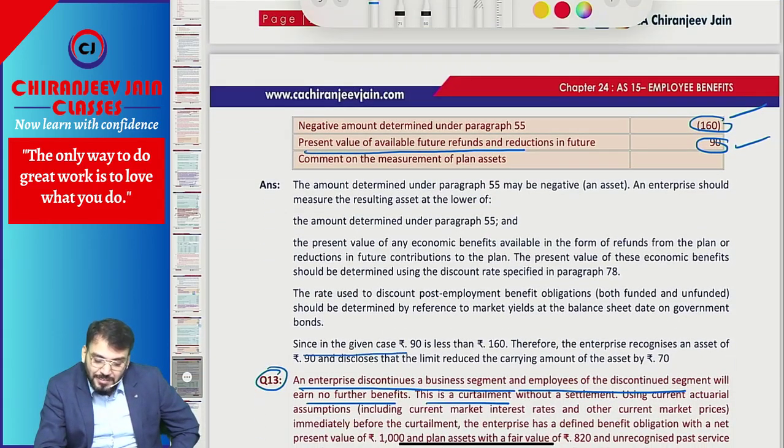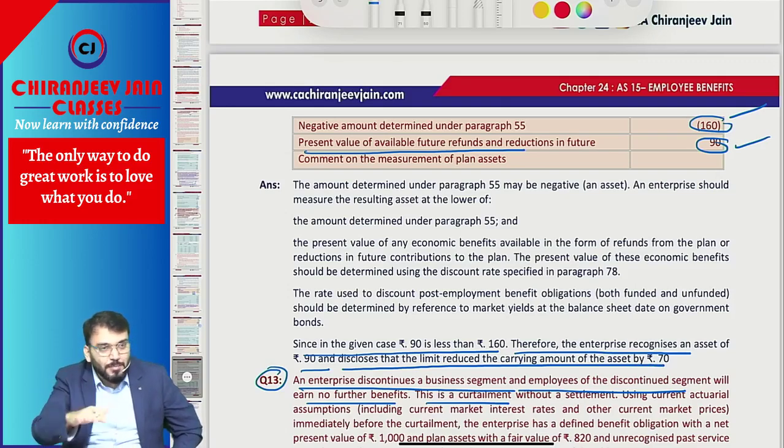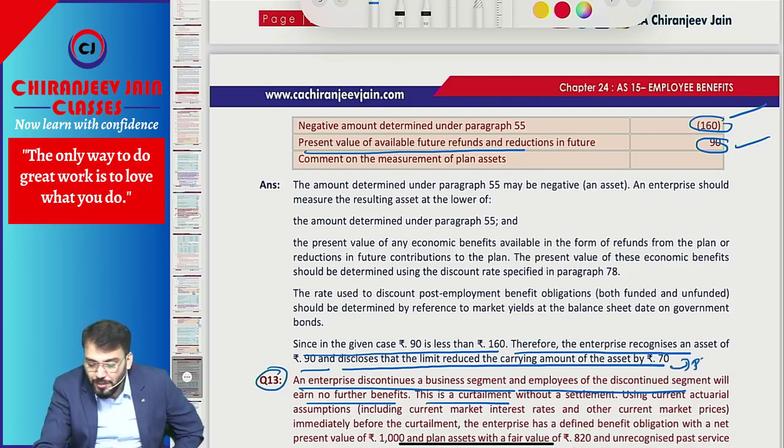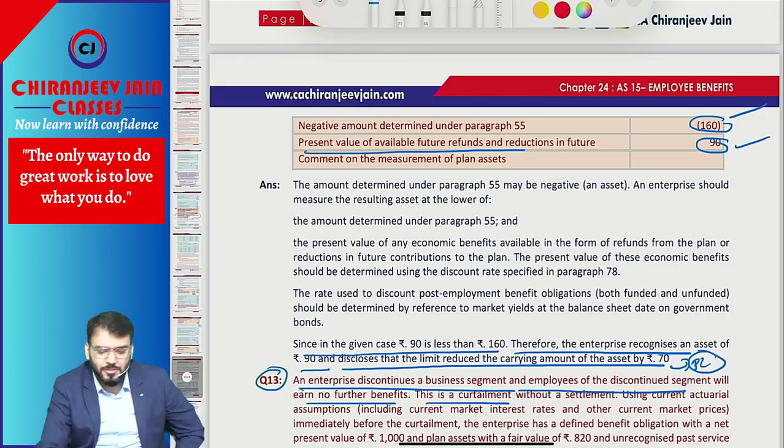Since in the given case 90 is less than 160, therefore the entity recognizes an asset of 90 and discloses that the limit is reduced to the carrying amount of the asset by 70. Understood? So you reduce your asset by 70 and 70 will be transferred to PL. 70 will be recognized as a loss in PL. This type of question can be asked in MCQ format. What is the amount of asset to be shown in the financial statement? 1 mark question. Simple, no?